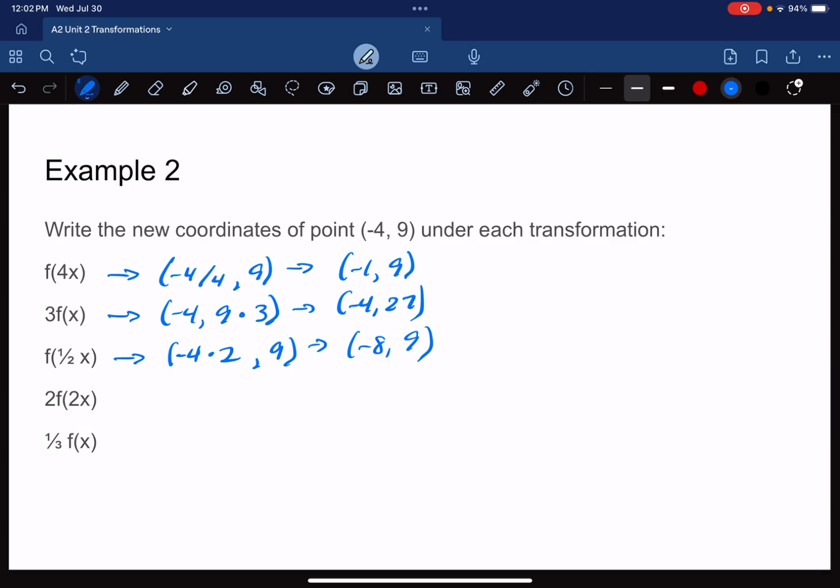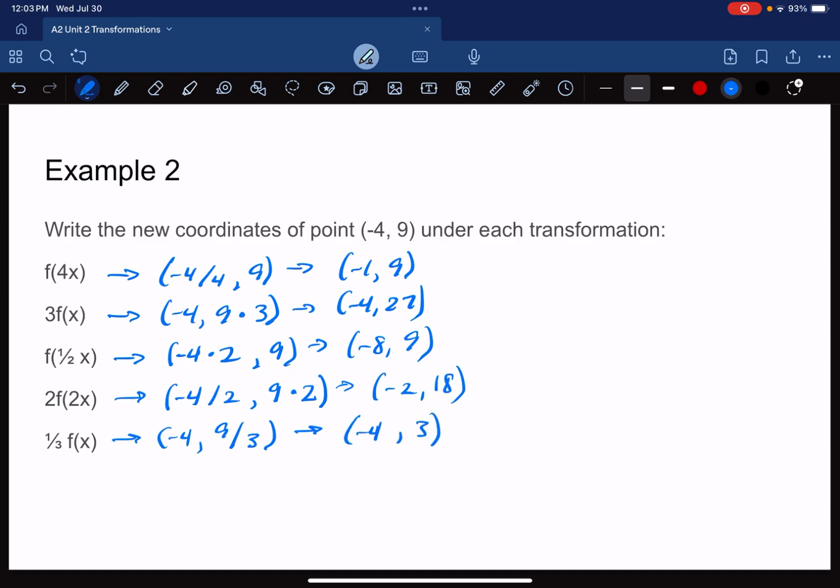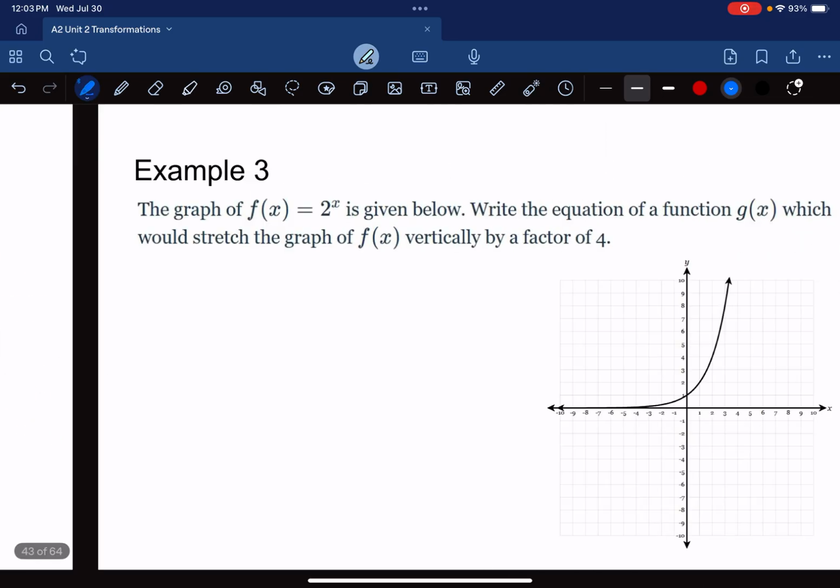For 2 f of 2x, each one's going to get something. Negative 4 is going to get divided by 2, and the 9 is going to get multiplied by 2, which gives me the point negative 2, 18. And then 1/3 f of x is going to leave the negative 4 alone, and the 9 is going to get divided by 3, so that gives me negative 4, comma 3. So either multiplying or dividing.